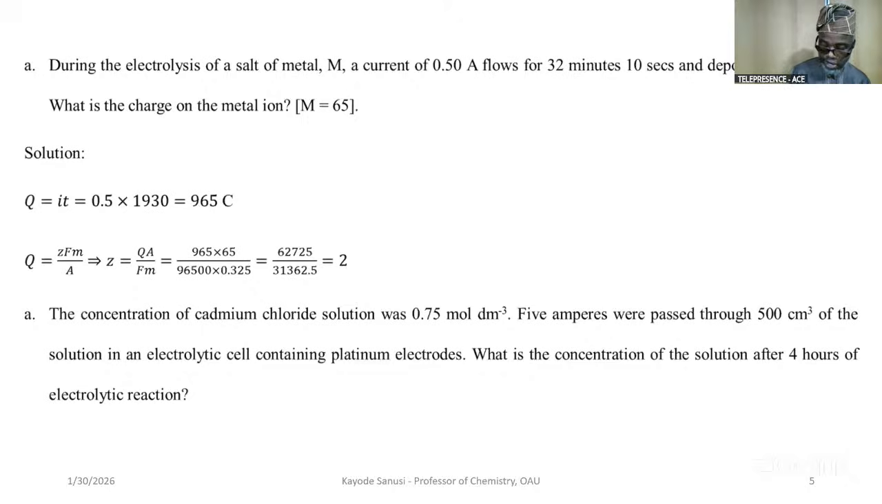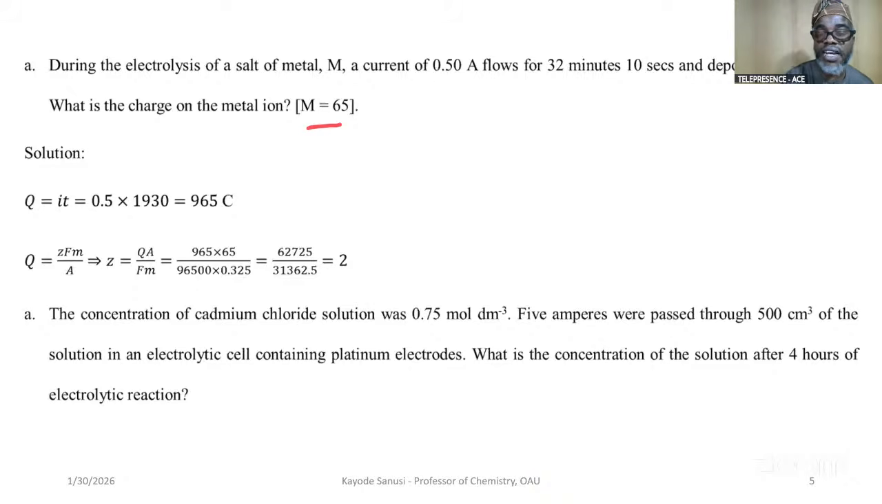Then another problem that we can also look at is this that I have before us. During the electrolysis of a salt of metal M, a current of 0.50 ampere flows for 32 minutes, 10 seconds, and deposits 0.325 gram of metal. What is the charge on the metal ion? And the relative atomic mass is given as 65. So this is a walkover.